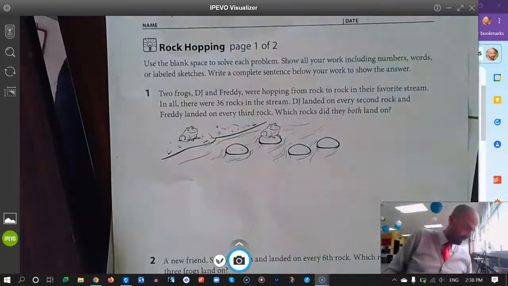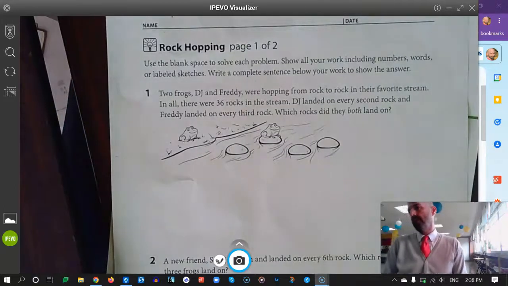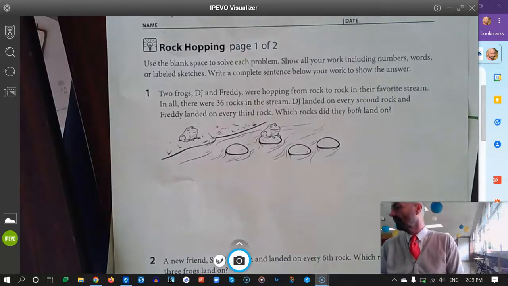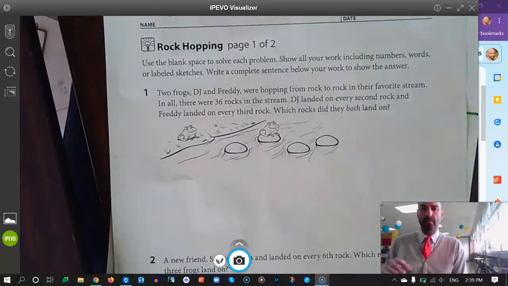So we had questions like, how many rocks did one land on? How many rocks did the other land on? What more? I don't know, questions like that. Today, we're going to look at the sheet again and actually answer some specific questions.